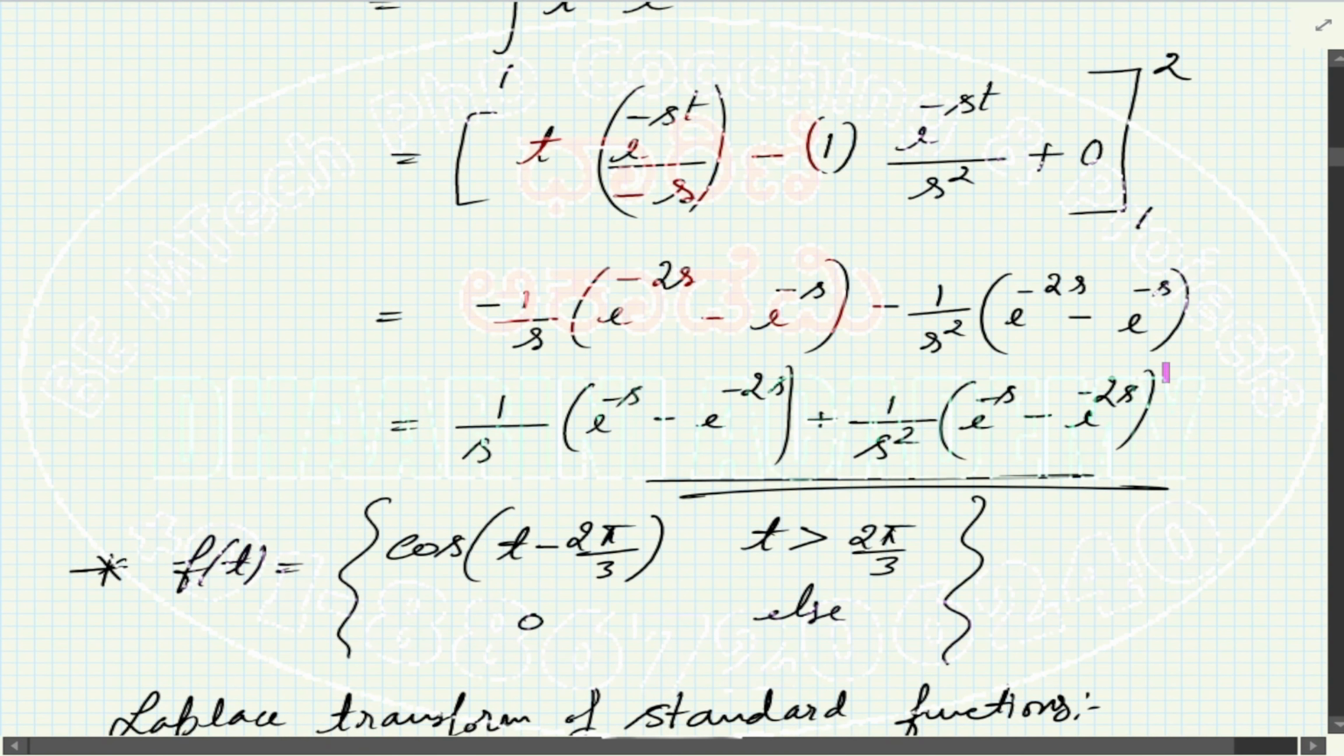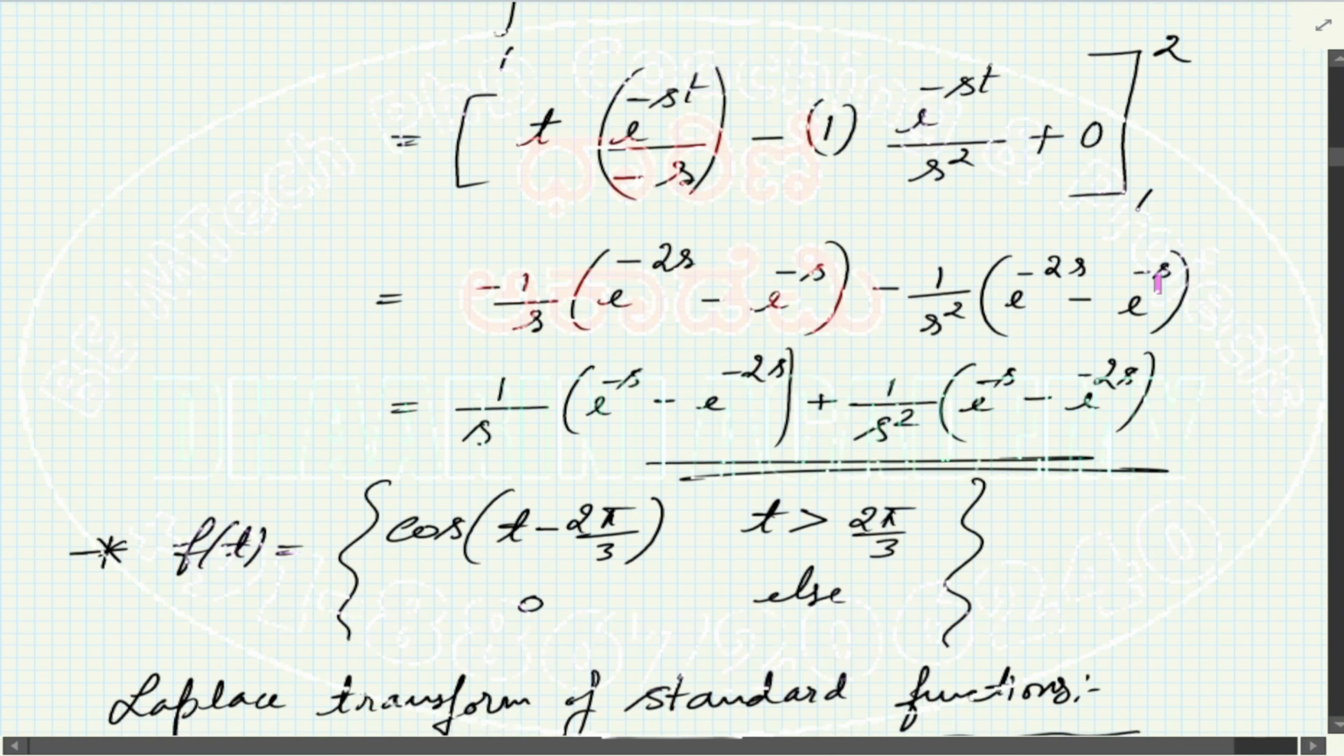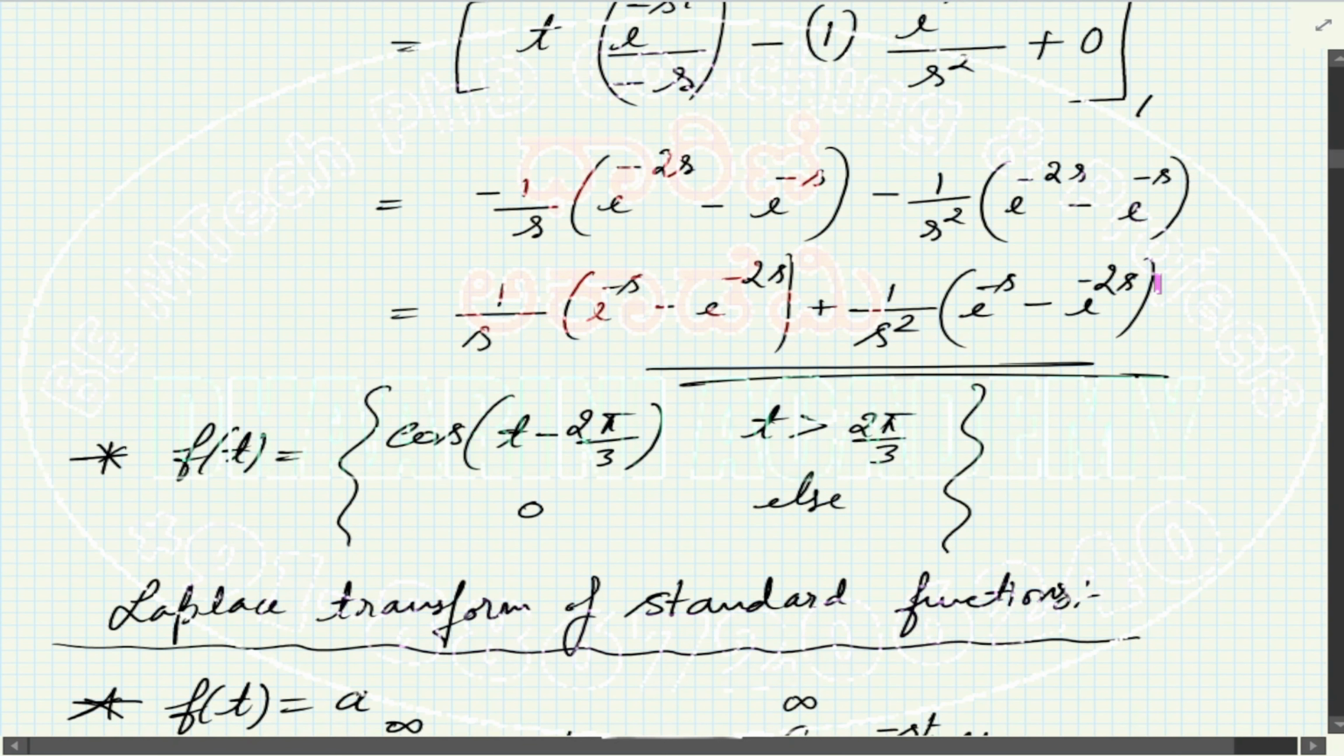I can see that the 1 by s can be taken out from the first term. Put 2 over there, it is e to the minus 2s. Put 1, it is e to the minus s. Similarly, for the second term, we'll take minus 1 by s square outside. Put 2 over there, e to the minus 2s minus e to the minus s. Now for the simplification, you can keep the answer as it is. Please take this question as a homework question.